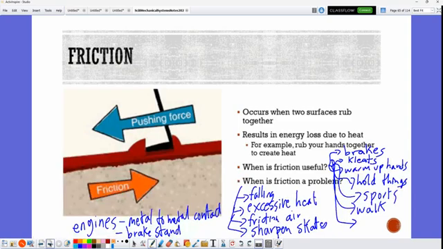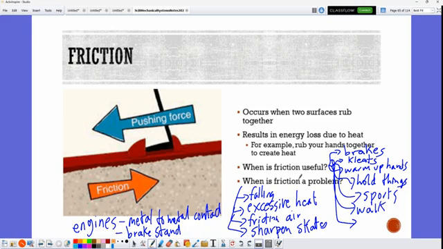Friction occurs when two objects rub together. When the force is pushing this way, there's an opposing force called friction. It results in energy loss, usually lost to heat. So when is friction useful? It's useful for brakes and cleats, for warming up your hands, and for holding things. It means you can walk and not slip. We use it in sports.